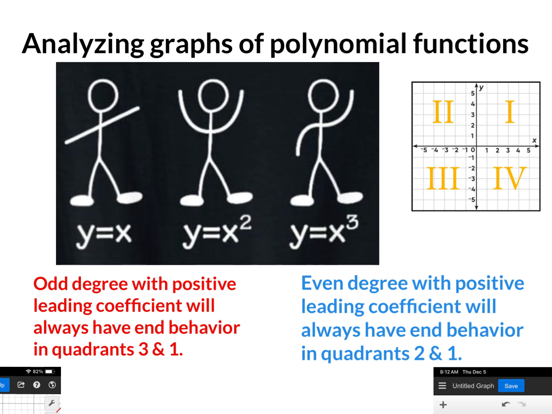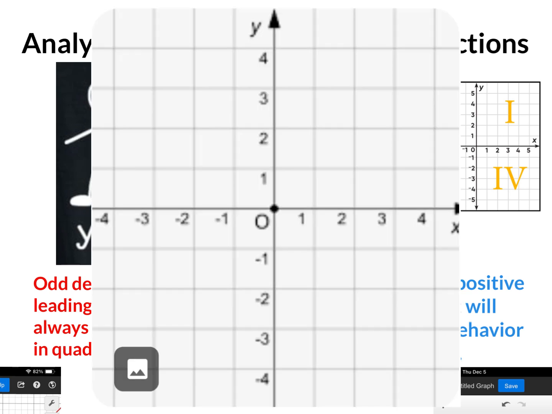We should know that an odd degree function with a positive leading coefficient will always have the end behavior in quadrants 3 and 1. Here are the quadrants, 1, 2, 3, 4. So let's think about the most basic odd degree function, y equals x. Back in Algebra 1, we had equations that were y equals mx plus b, rise 1, run 1, plus 0. So yeah, it crosses at 0. It goes up 1 over 1, up 1 over 1. You could use that pattern backwards. What kind of graph do we have?